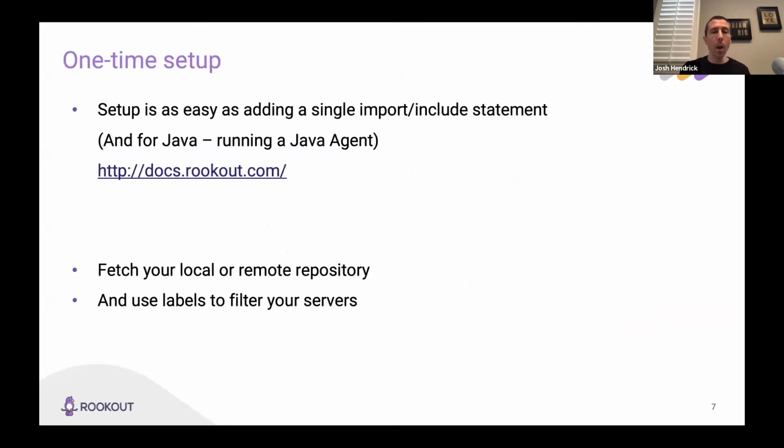To set up and install Rookout, for those of you that haven't done it before, it's actually a very easy process, really as simple as just adding a single import or include statement, and then a single line of code to the entry point of your application. If you're running Java, it's even easier. There's a Java agent. If you've ever set up an APM tool, say like AppDynamics or New Relic or Datadog, it's a simple Java agent that you would attach to your running application. You then also need to connect or fetch a source code repository, so you can set non-breaking breakpoints, which we'll take a look at in just a little bit. And you can also use something that we call labels or filters to allow Rookout to identify which servers or application instances you're looking to debug.